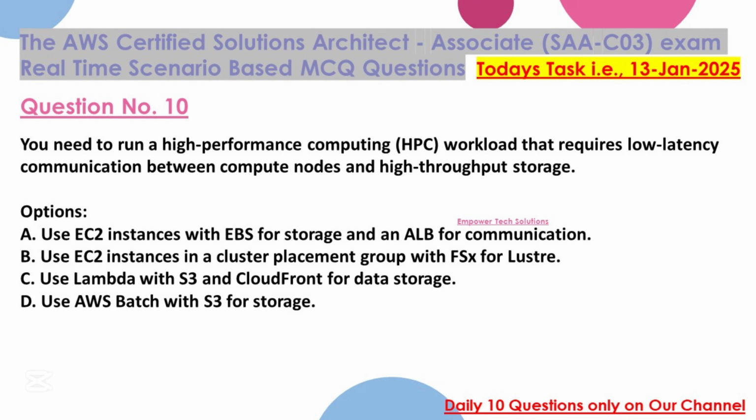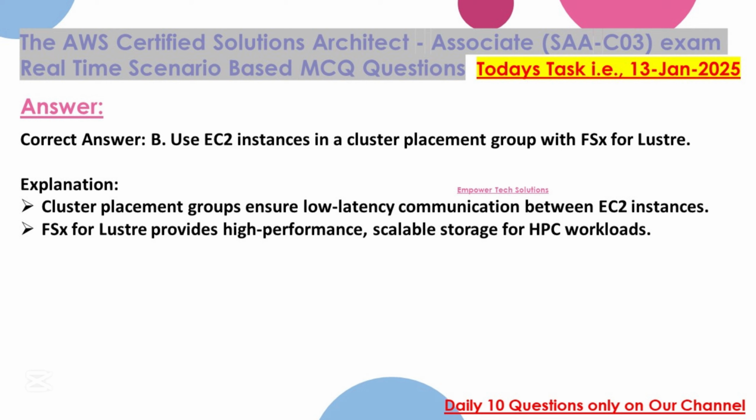D. Use AWS Batch with S3 for storage. Correct answer: B. Use EC2 instances in a cluster placement group with FSx for Lustre. Explanation: Cluster placement groups ensure low-latency communication between EC2 instances. FSx for Lustre provides high-performance, scalable storage for HPC workloads.